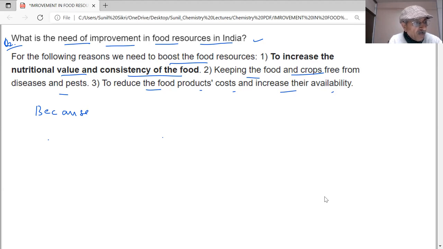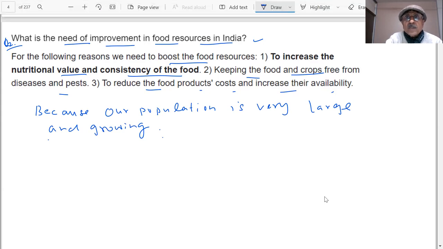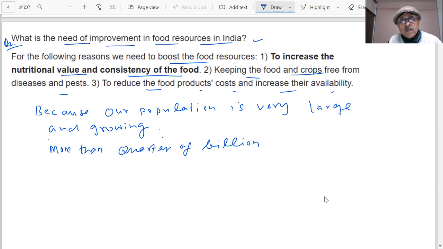Yes. Our population is very large and growing. Population is large and growing. Therefore, we will need more than 250 million tons of grain every year. Actually our country needs more than 250 million tons of grain every year.